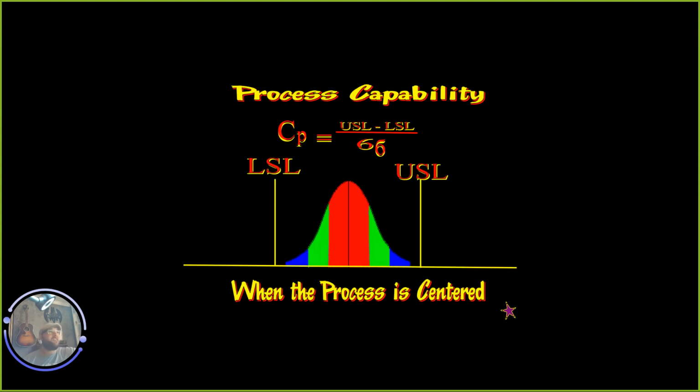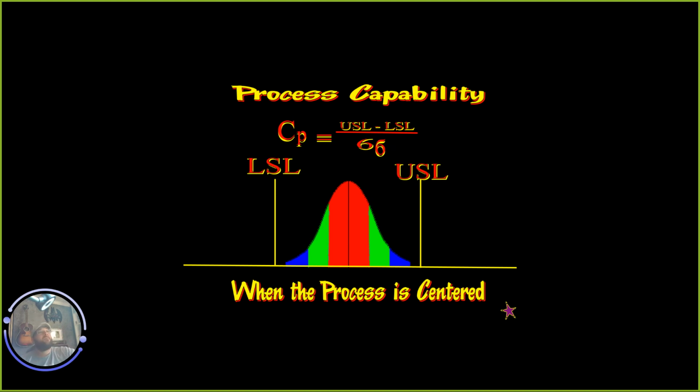I want you to write down this formula. CP equals the USL minus LSL divided by 6 times the standard deviation. Write this out; we're going to do the first part handwritten, and then we'll move over to Excel. We use process capability when the process is centered. Oftentimes we don't know, so this becomes a trial and error thing. We go through it, and it tells us if our process is centered.